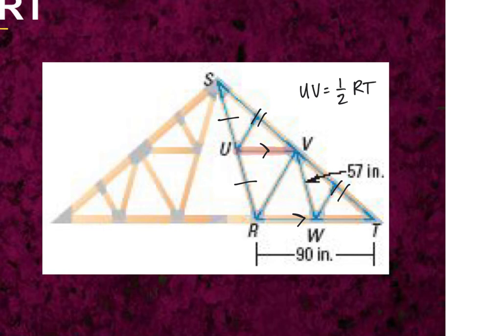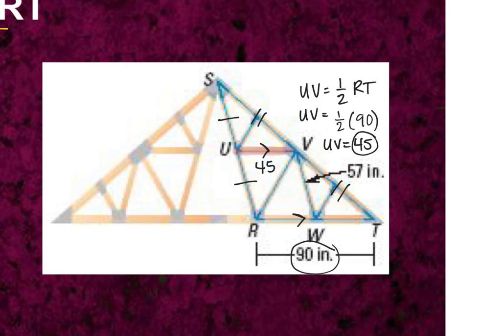Okay, so do we know what RT is? It's 90. Do you see that? Okay, so let's use that 90. Let's say UV is equal to 1/2 of 90. So what's UV? 45. UV is 45. So RW is going to be 45 as well.